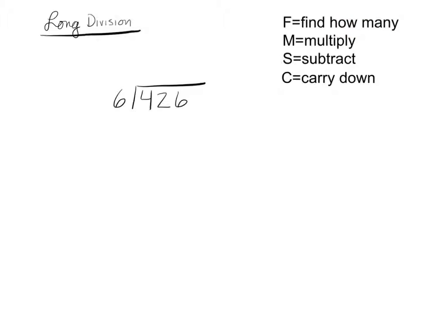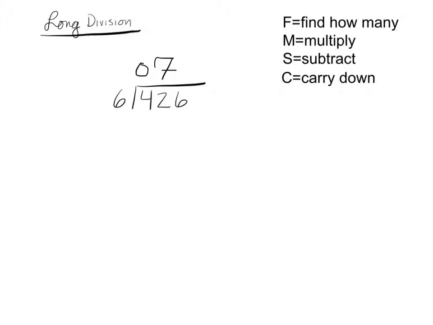We start off with F, find how many. This is our divisor. This is our dividend. We say how many times can our divisor go into the first part of our dividend. How many times does 6 fit inside 4? And our answer is 0. Because the first part was a 0, we then say how many times does 6 fit inside 42? So we're still finding out how many. 6 goes into 42 7 times.